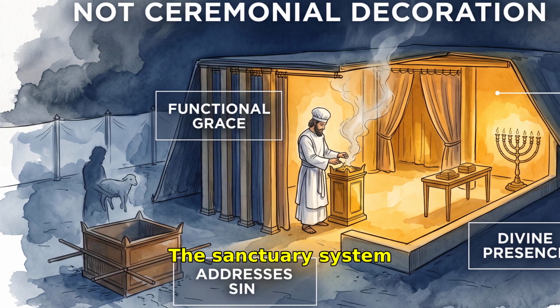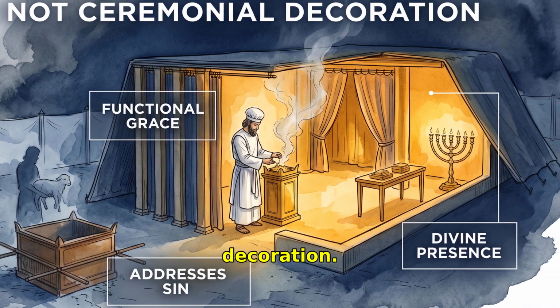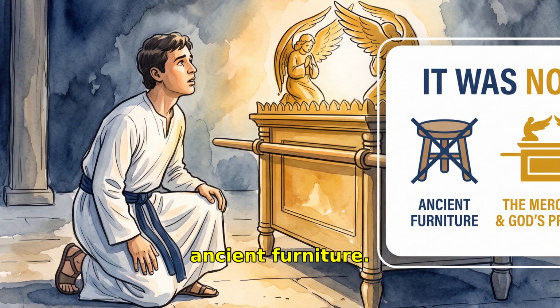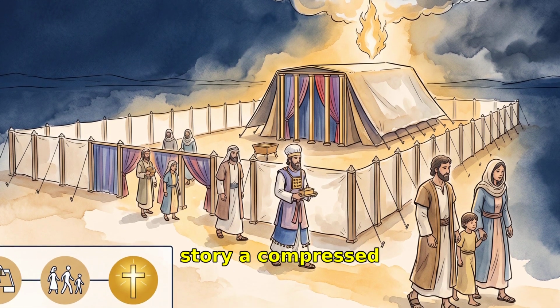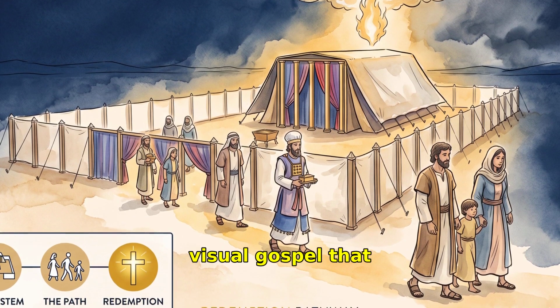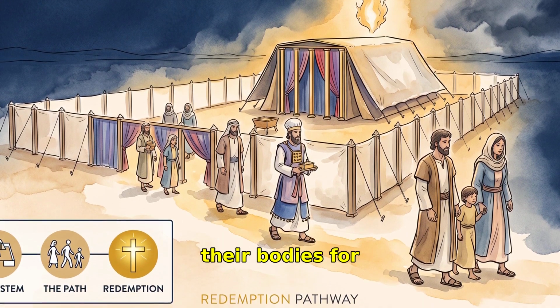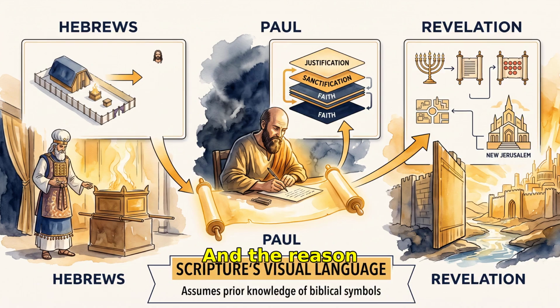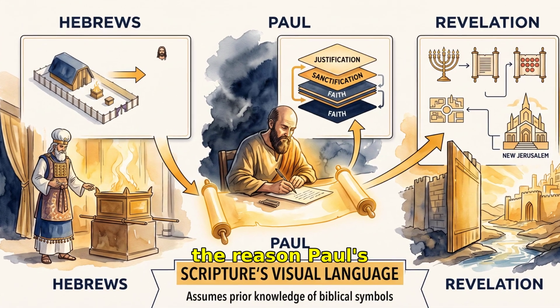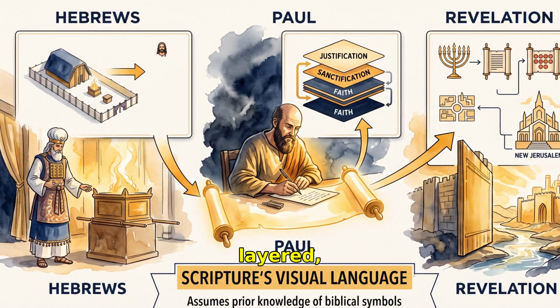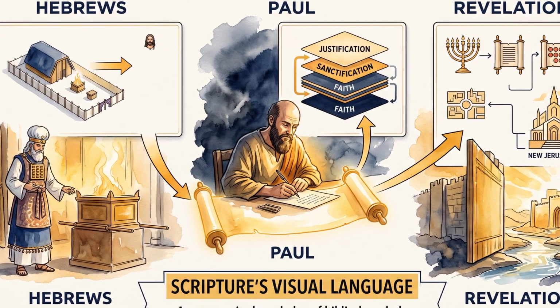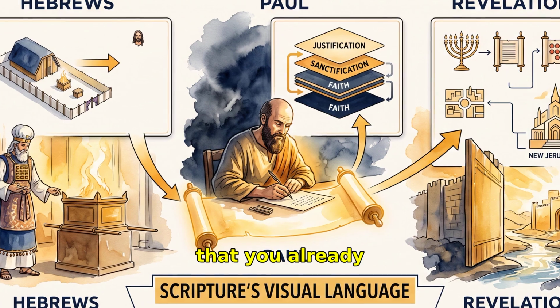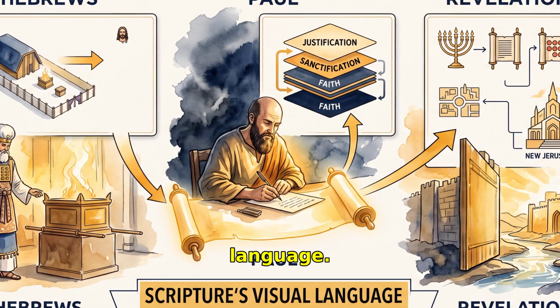The sanctuary system was not ceremonial decoration. It was not ancient furniture. It was the operating system of the entire redemption story, a compressed visual gospel that a whole nation walked through with their bodies for generations. And the reason Hebrews is so dense, the reason Paul's theology is so layered, the reason Revelation's imagery is so thick and architectural, is because all of it assumes that you already speak this visual language.